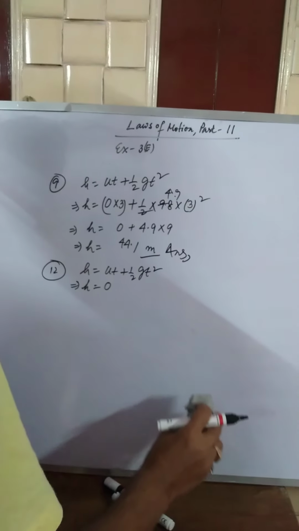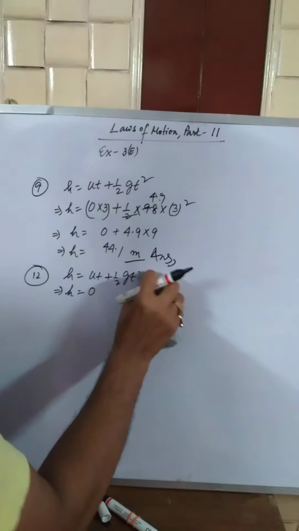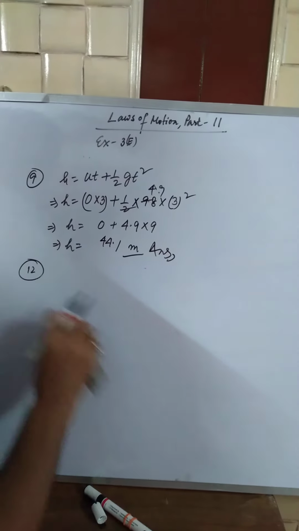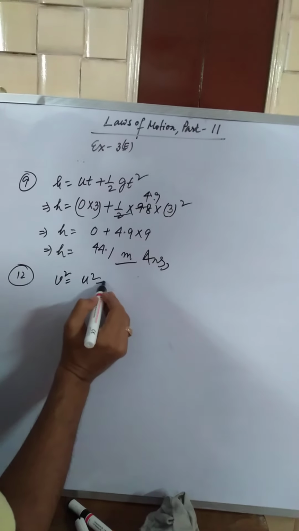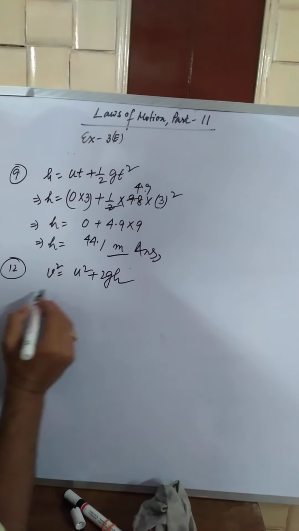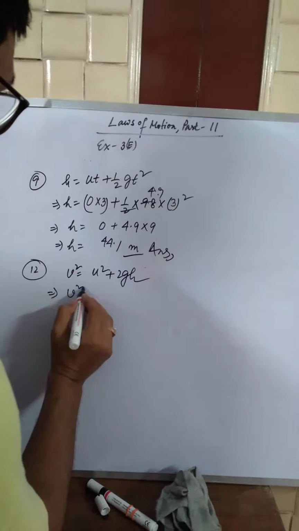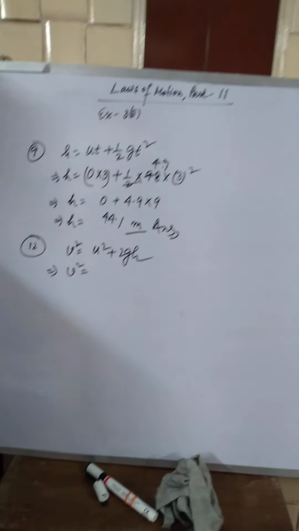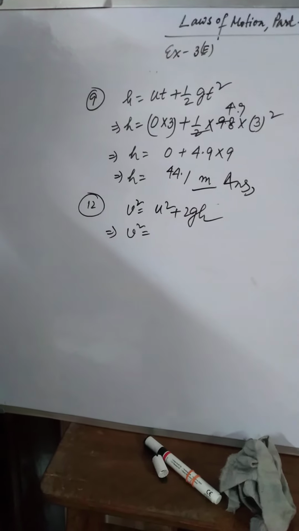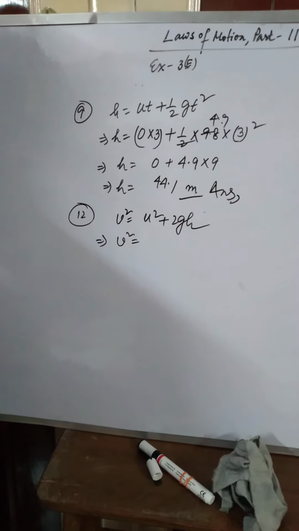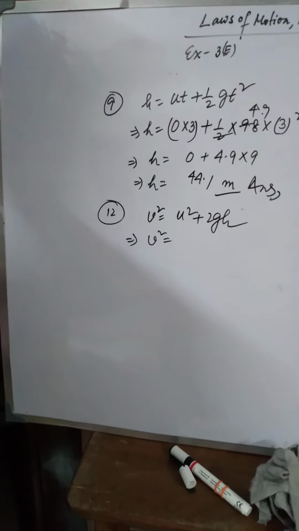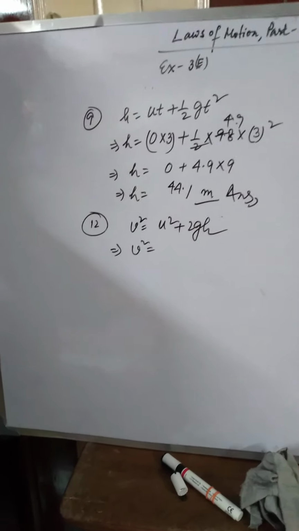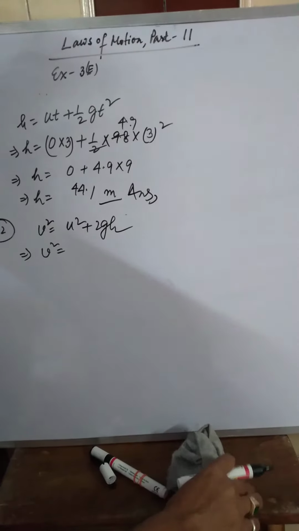If you use this equation, "acquires a velocity", that will not help you. You have to use v square is equal to u square plus 2gh. I'm sorry, you have to use this equation. So v square equal to u square plus 2gh. Question number 12: dropped from a height, it acquires a velocity of 20 meter per second.